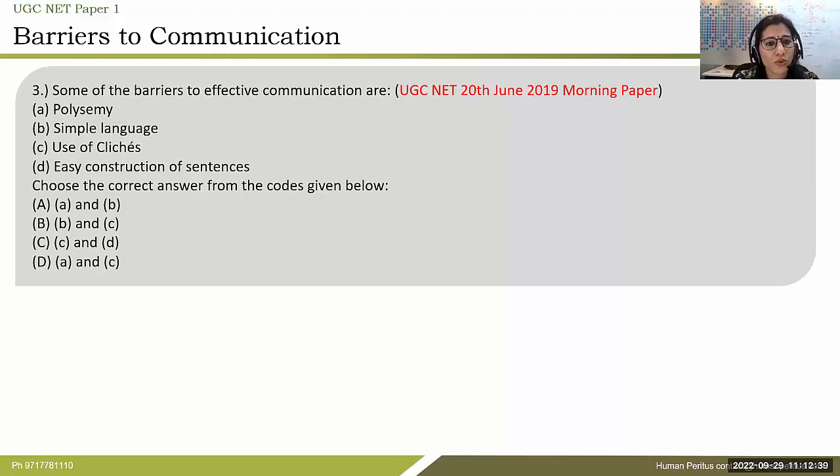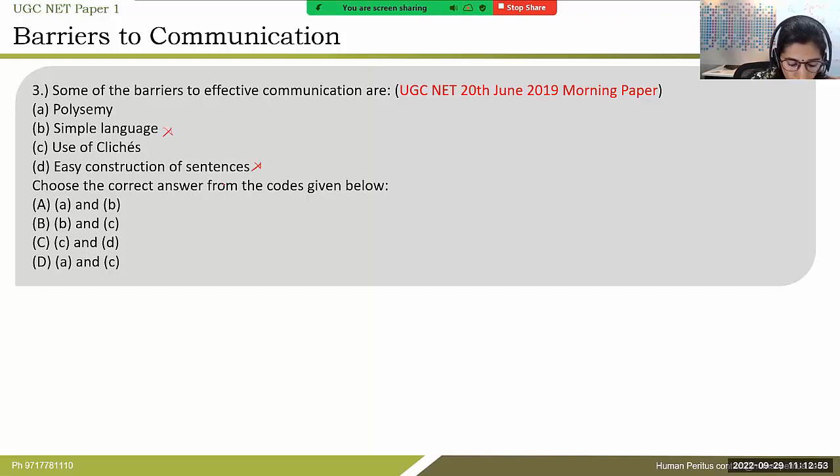Some of the barriers to effective communication are polysemy, simple language, use of cliches, easy construction of sentences. See, this one again a very easy one, because clearly you can see that simple language and easy construction of sentences are not barriers. In fact, they are helpful in making the communication effective. So clearly polysemy and use of cliches, which is A and C, and accordingly option number D is the correct answer here. All right. What is polysemy?